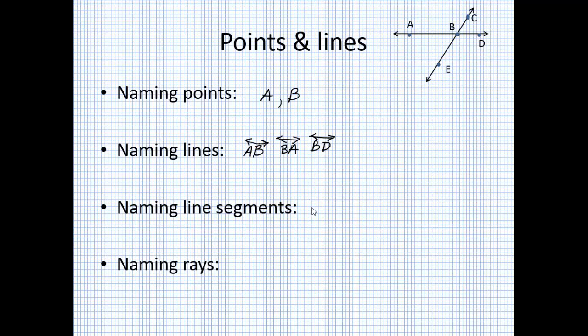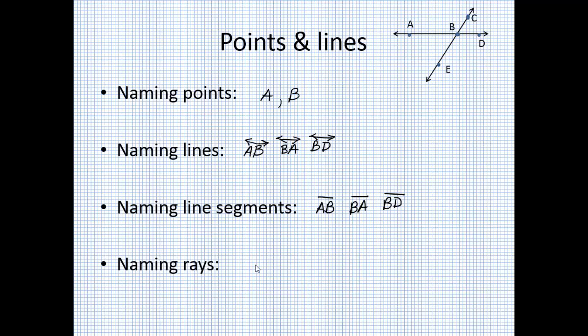A line segment is a chunk of a line, and the 2 letters you choose are very important because they are the endpoints. So if you say AB for a line segment, you put a bar on top with no arrows, and that means it stops at A and it stops at B. That is the same as BA, but it is not the same as BD. BD is the line segment that just goes from B to D, and that's it.